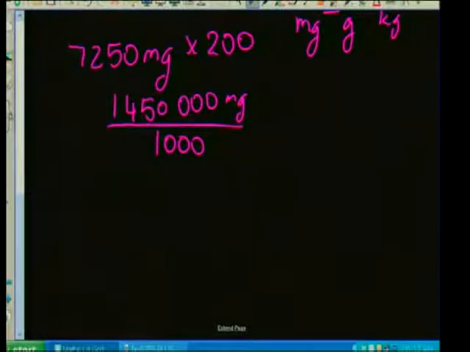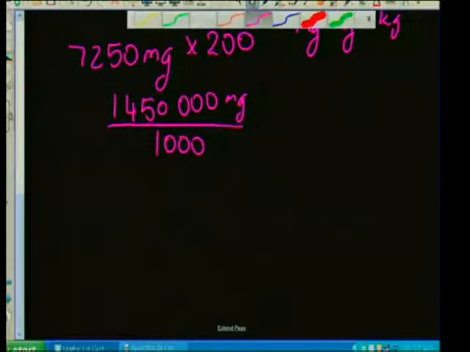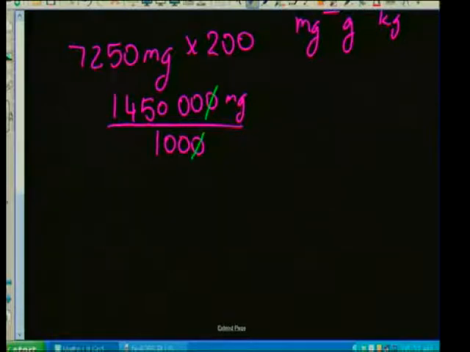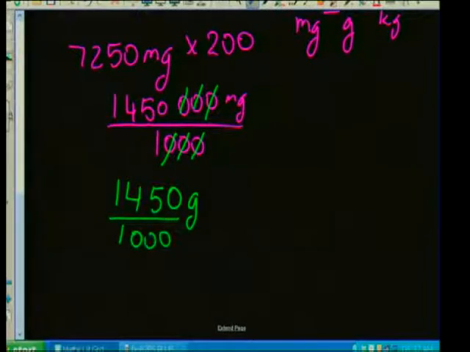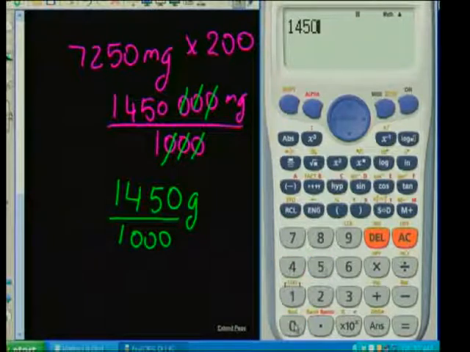So what do we do when we divide? We can cancel our zeros. So let's get a different color and show you that I can just cancel 3 zeros. So what am I left with? 1450, and that's grams. Now I'm going to take the second step and divide by 1,000. And this one I'm going to use my calculator because I don't have that many zeros anymore. So let's use the calculator: 1450, and divide by 1,000. And check that you've entered the correct number on the calculator, and I get 1.45.